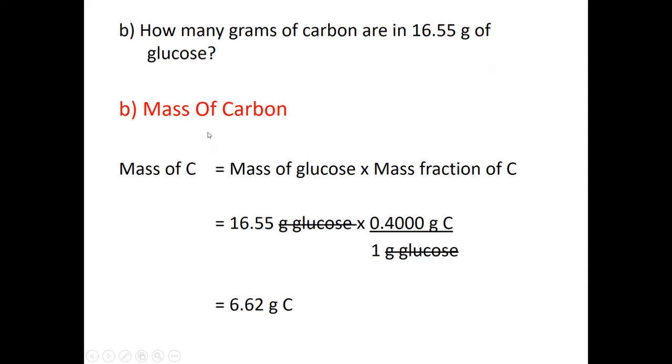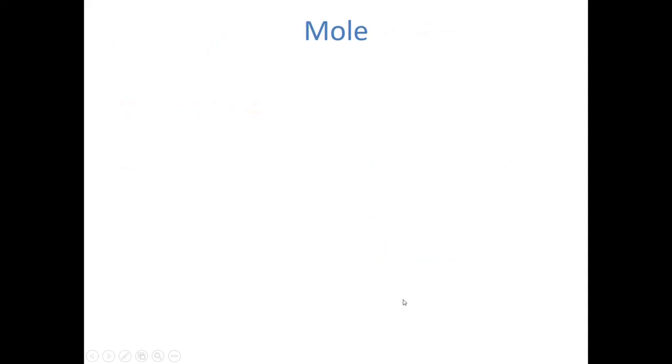How many gram of carbon are in 16.55 gram of glucose? First, you need to find the mass of carbon. The mass of carbon is equal to the mass of glucose times the mass fraction of carbon. Then you need to cancel out this unit. Then you get the mass of the carbon is 6.62 gram carbon.